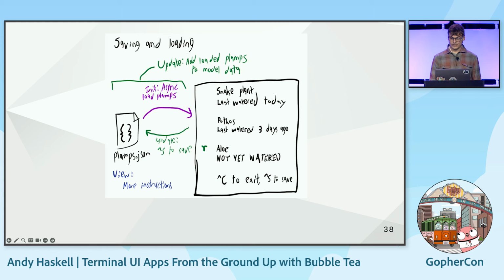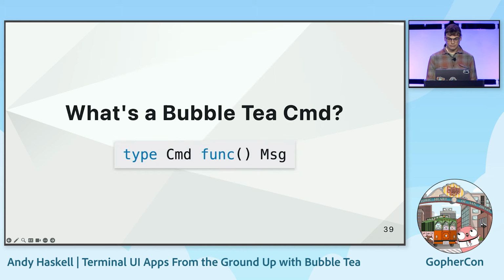So let's take a quick detour to talk about what exactly that type is. A Bubble Tea command is any function that returns a message, and that message can then send some data to the app that we process in the update method. So what we're going to do is have a command that returns a message containing the data we loaded from plants.json, so then it can be added to our model data.